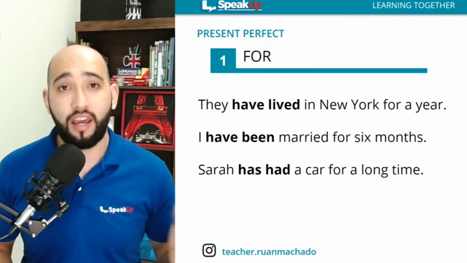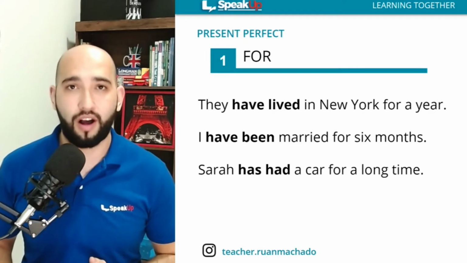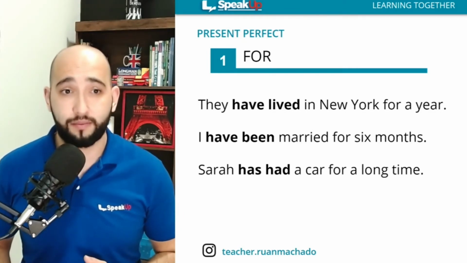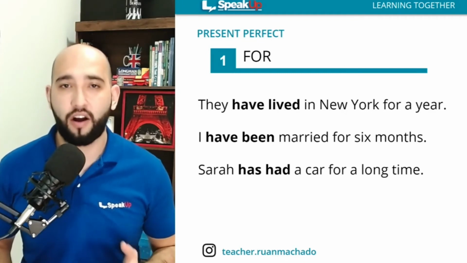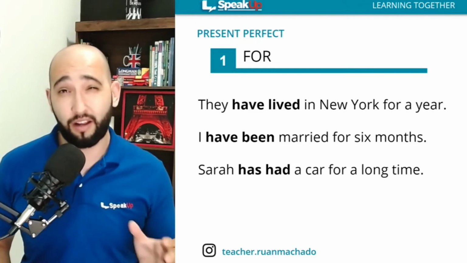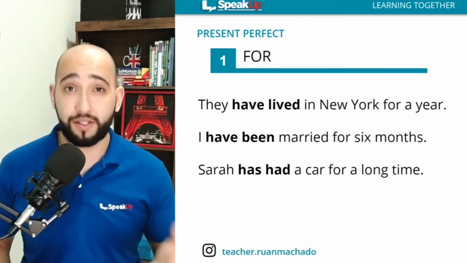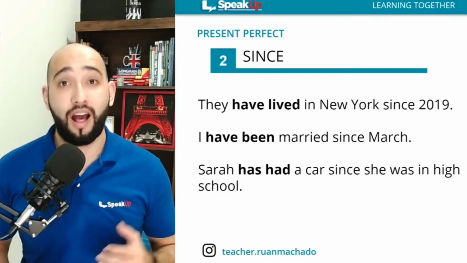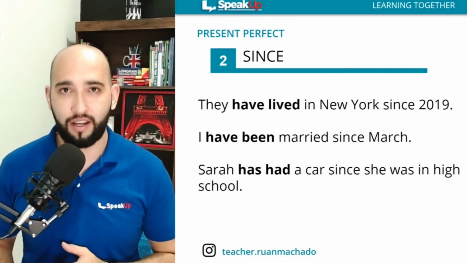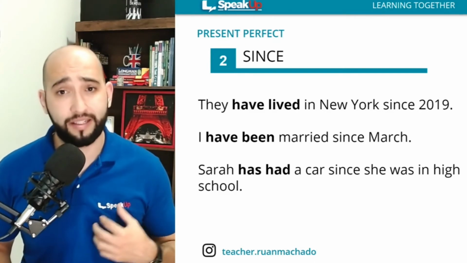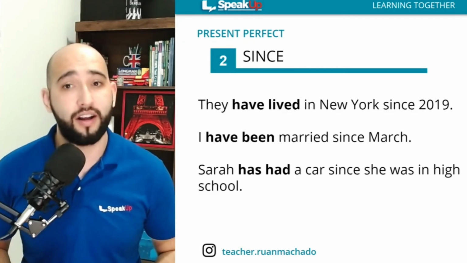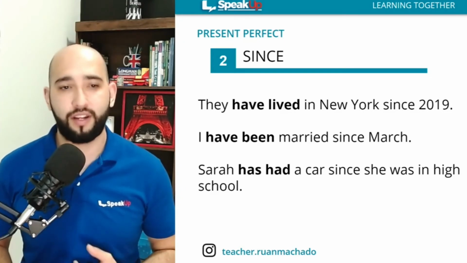So, they have lived in New York for a year. I have been married for 6 months. Sarah has had a car for a long time. Now, let's take a look at the same examples with since. They have lived in New York since 2019. I have been married since March. And Sarah has had a car since she was in high school.